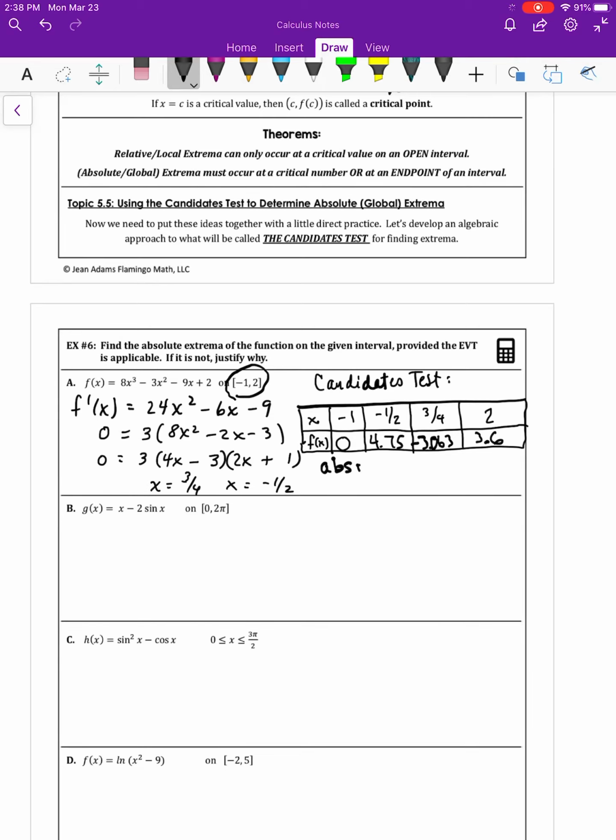Your smallest y value occurs at x equals 3/4. So that is your absolute minimum. So you have an absolute minimum of negative 3.063 at x equals 3/4. And you have an absolute maximum. If you look along these y values, your maximum is going to be a 4.